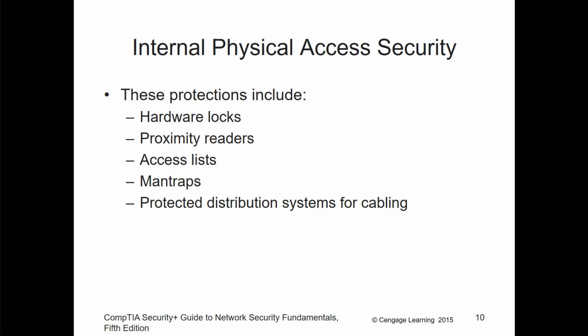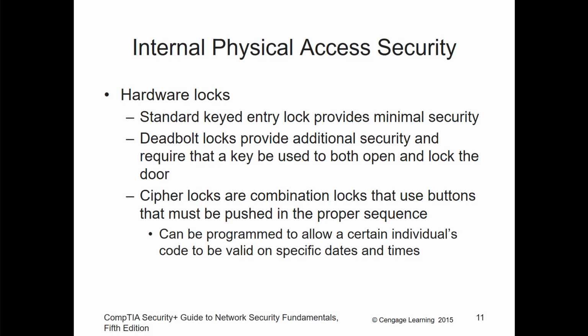Internal physical access security could be things like proximity readers, access control, RFID card readers, access lists, man traps. It could be as simple as a hardware lock. It's about protecting the distribution systems for cabling. Again, these are just some examples of physical access security. And again, cameras could also fall in here as well. Hardware locks could be, again, a standard key entry. It could be a cipher lock or combination lock.